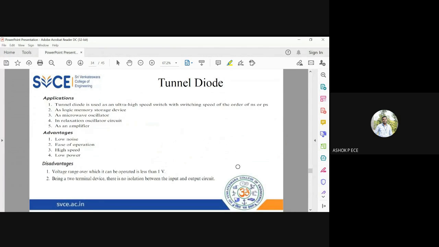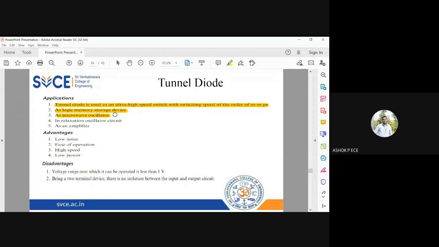Application is very, very simple. It is used in high frequency switching applications where the depletion region is very, very small, so the charge carriers can cross quickly. So it can turn on and turn off very quickly. That is the first point. It is used in ultra high speed switching circuits as a logic memory storage device. It is a microwave oscillator.